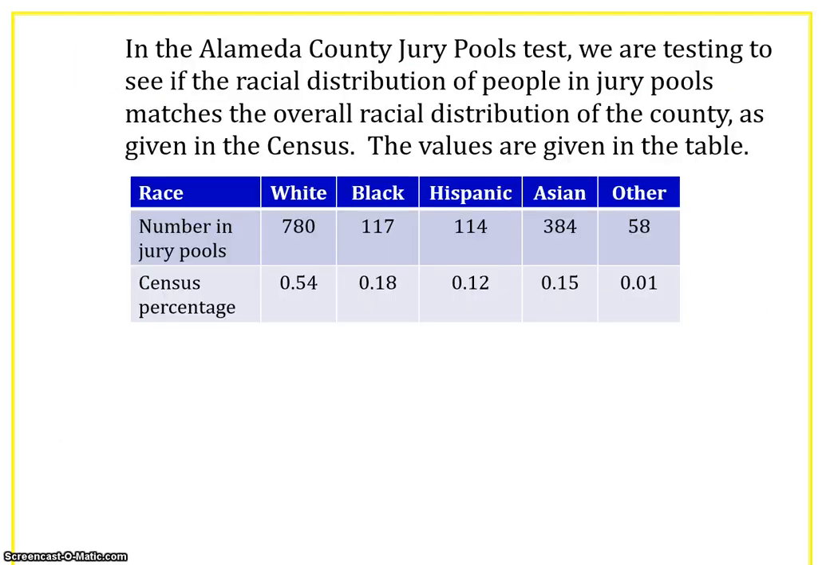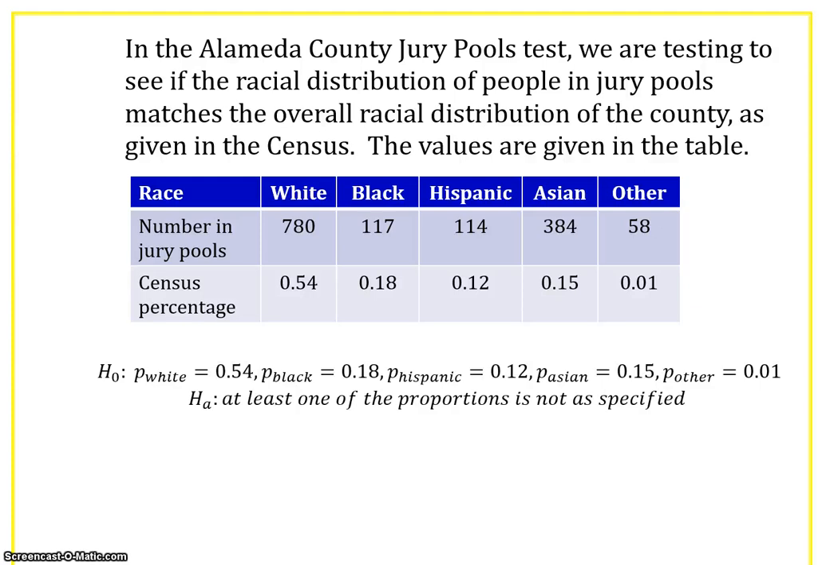So here's our example. In Alameda County jury pools, we are going to test to see if the racial distribution of people in the jury pools matches the overall racial distribution of the county as given in the U.S. Census. The values are given in the table. So the data here are the number in the jury pools. We can see that it's broken down by race: white, black, Hispanic, Asian, and other. And the census percentages that occur in the entire county are given down below. So those are what's going to be our hypothesized values in this situation, because we want to see if there's evidence that jury pools are not reflective of those census percentages.